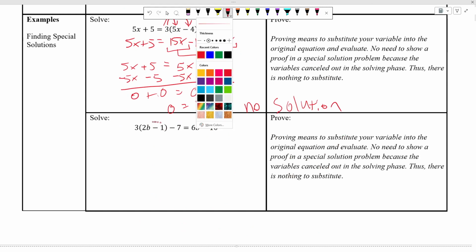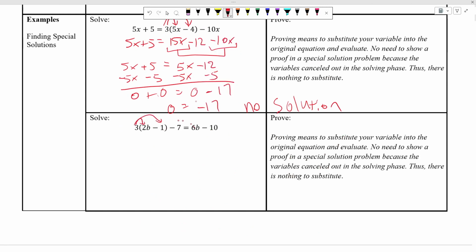So distribute, distribute. 6b minus 3 minus 7 equals 6b minus 10. Okay, fantastic. All right, that should be a b. There you go. So let's see. Can I combine my terms first of all? Yes, I can. On this side, I can combine these two non-variable terms. So let's do that. I have 6b now, and I have a minus 10 equals 6b minus 10.